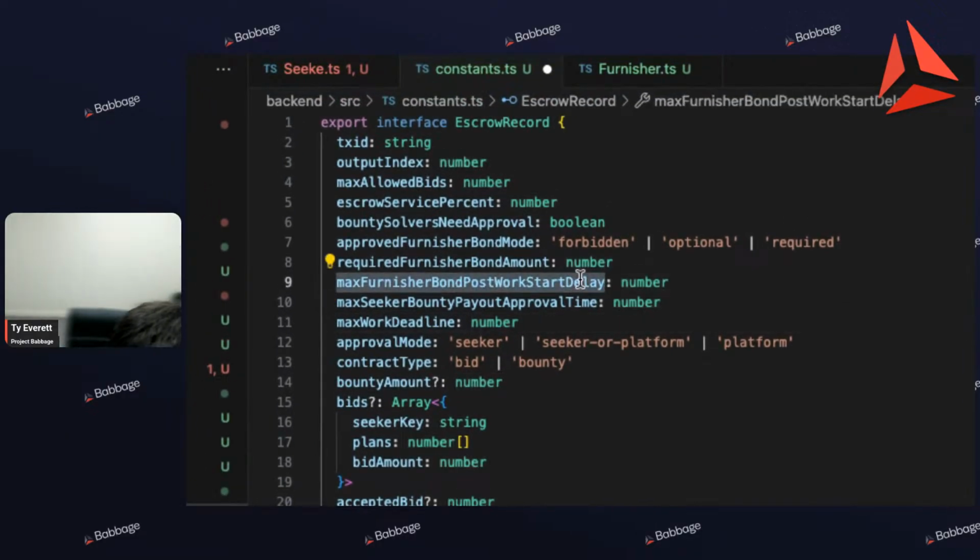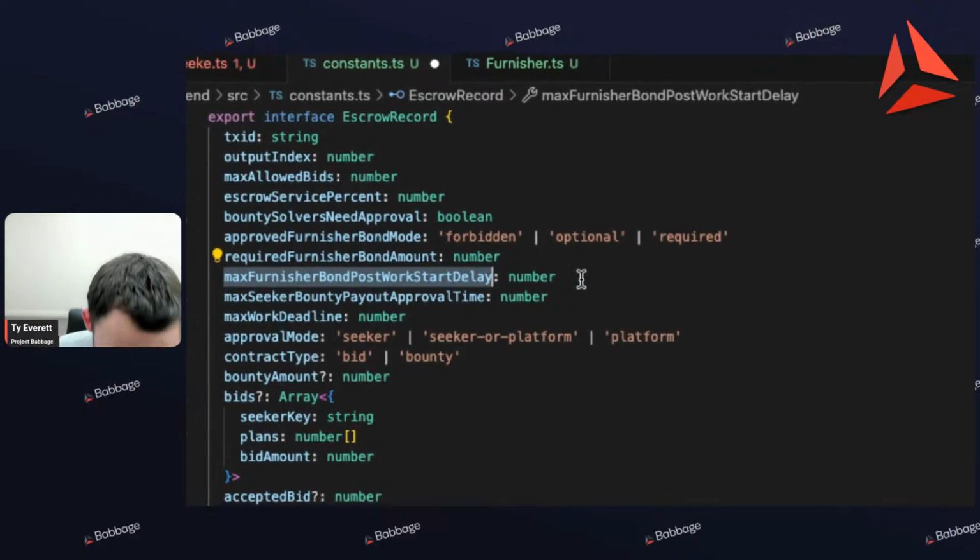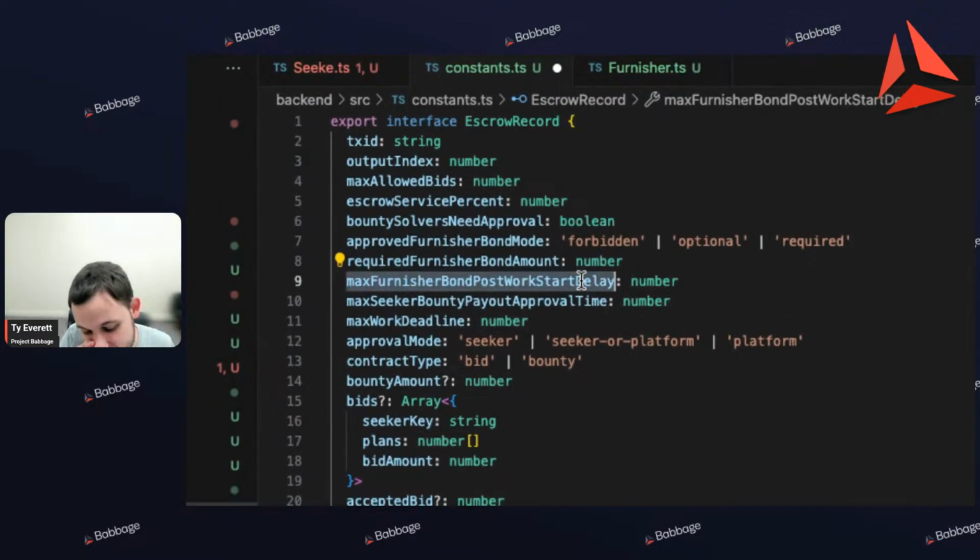And then we have a max furnisher bond post work start delay. So we're trying to set this delay for how long somebody has to post bond before they start work, so that I can find somebody else who will put up an assurance that if their work is not completed, or if the platform and I kind of side with each other and say, okay, this is not good, then I get something out. And if they don't post that and start work that way after the bid has been accepted within a certain amount of time, it's going to go back to the initial state, actually. Okay.